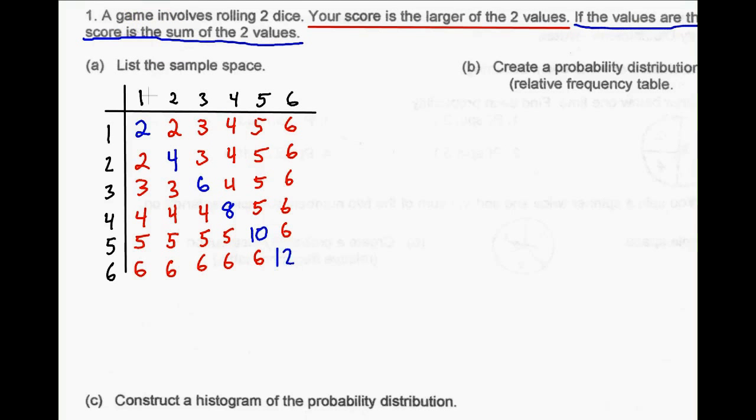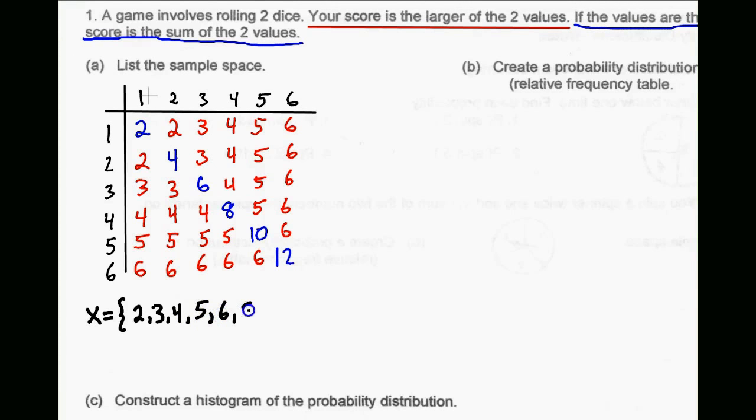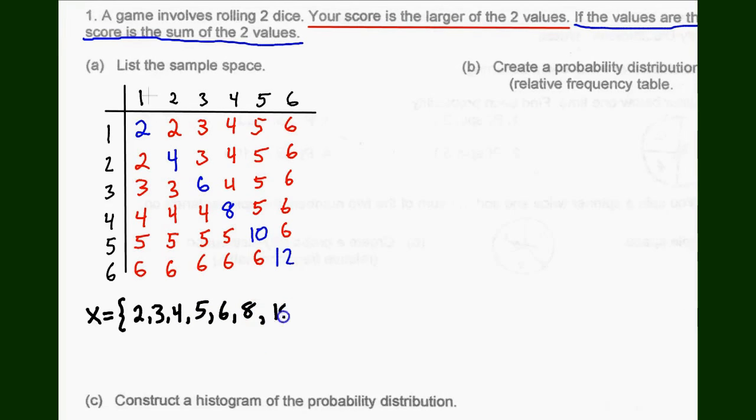Okay, so the sample space. This is where you have to really trust your work. You're doing these problems that you're not familiar with, so you can't just guess them as easily. Usually we go least to greatest in order, right? So our smallest is 2, 3, 4, 5, 6, 8, 10, 12.